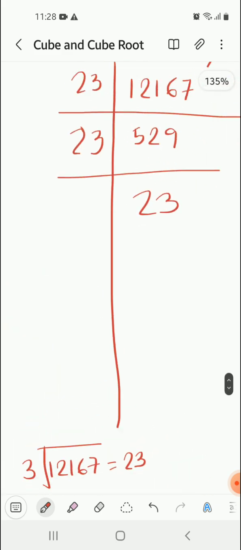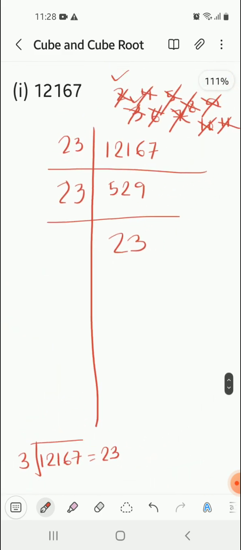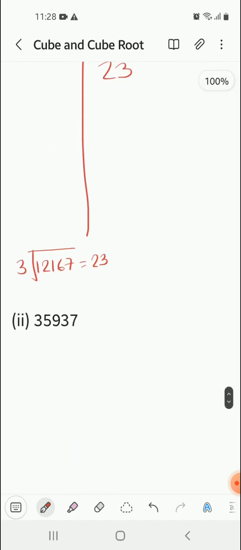Now this simple trick should be applied by you at every point of time, so that we do not waste time dividing the number till 23. Now we'll move to the next number.